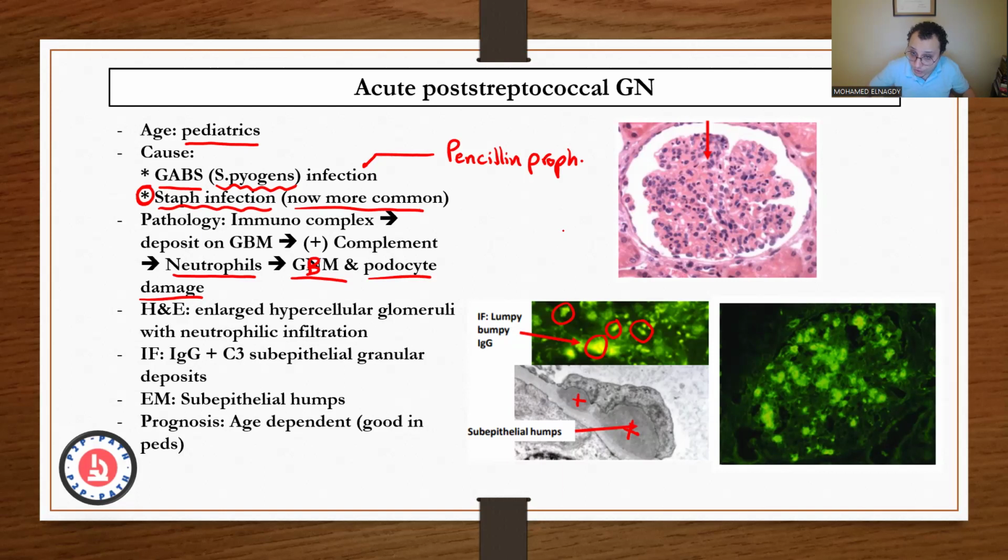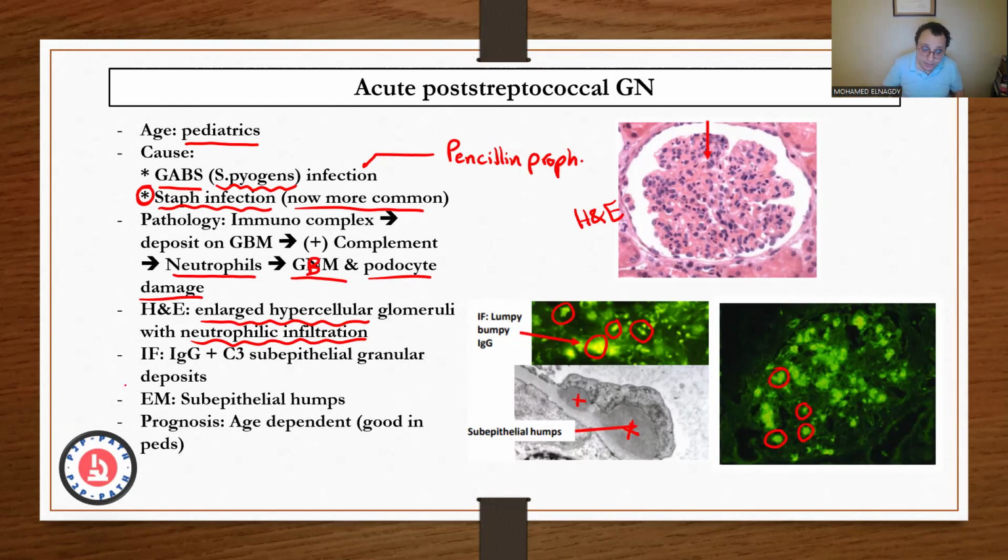Here is the key. On H&E, what you see is an enlarged hypercellular glomerulus. See how this glomerulus is very busy, very crowded, very hypercellular. And if you go high power, you will appreciate some neutrophils there. So an enlarged hypercellular glomerulus with neutrophilic infiltration. And then on immunofluorescence, we'll have a granular pattern or granular immunofluorescent deposits.